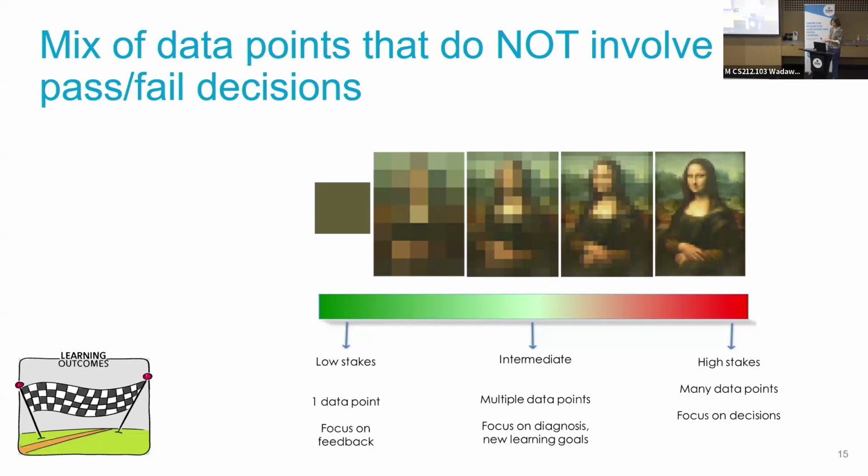And then on the right-hand side, the high stakes decisions. Those are the pass-fail decisions. And you need multiple data points. And a high stakes decision, as I said, is usually made by a committee. So this is the idea of the mix of data points. And I think really one of the essentials of programmatic assessment is that no pass-fail decisions are made based on one assessment, so on one data point.